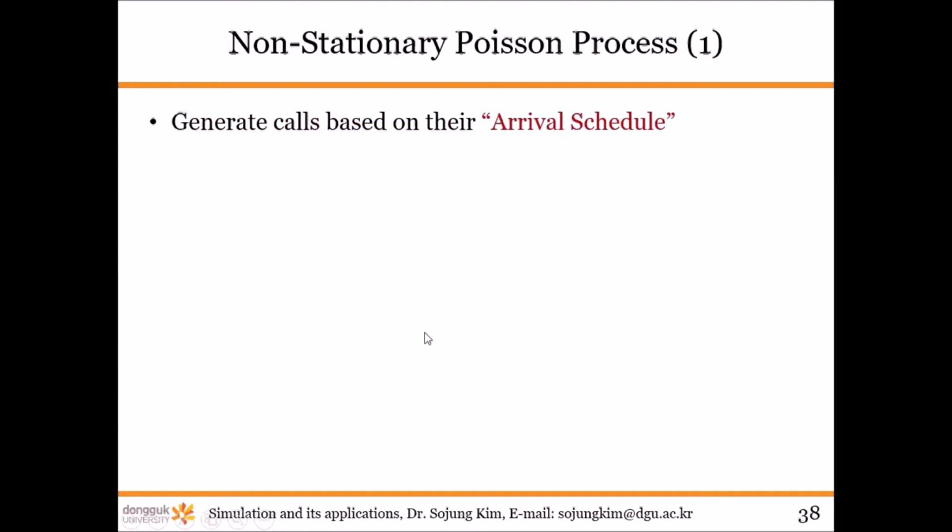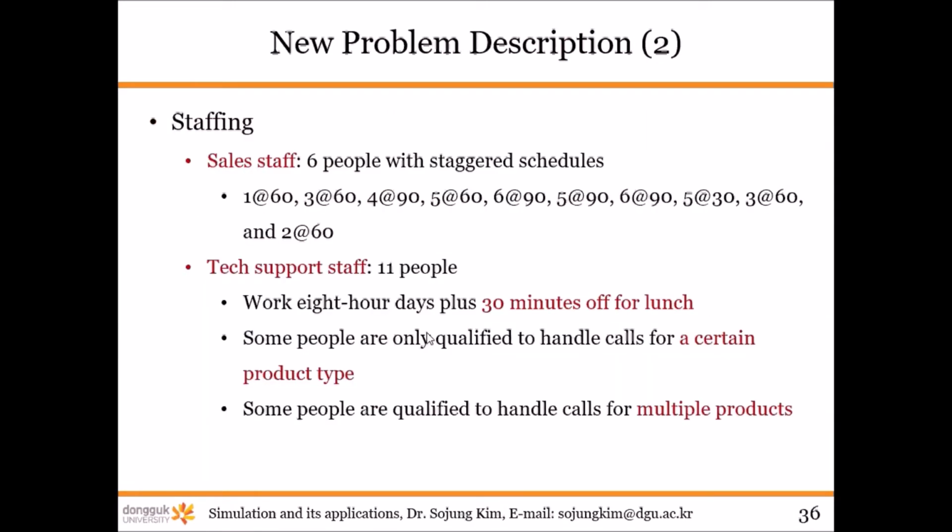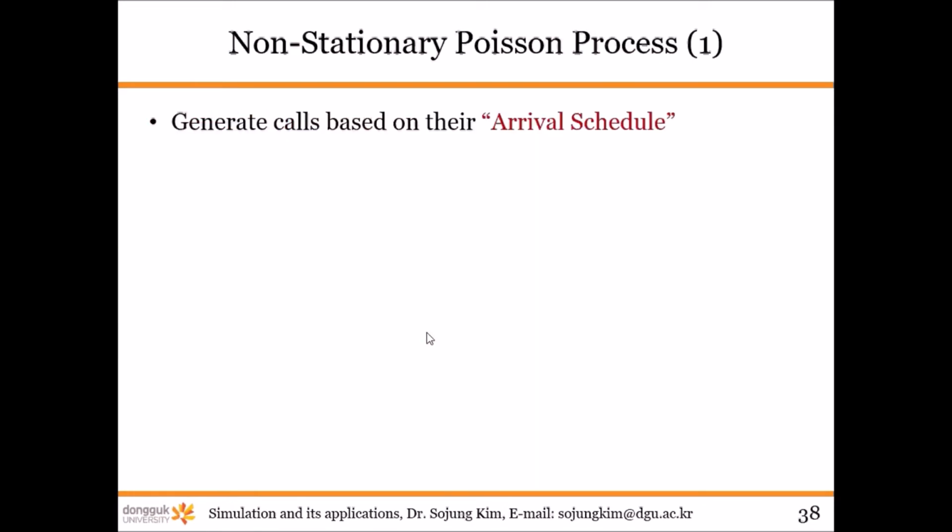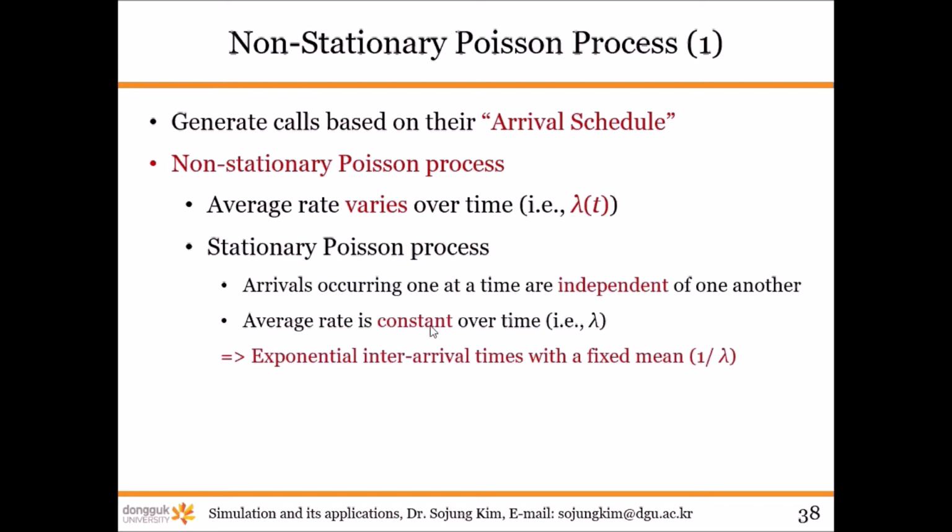All right, and in order to implement these requirements, you need to utilize an arrival schedule in Arena. This is known as a non-stationary Poisson process, because the lambda value, or arrival rate, can vary over time. So in this case, we need to use lambda t, at time t. So we have a non-stationary Poisson process.